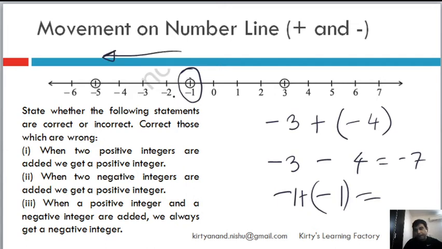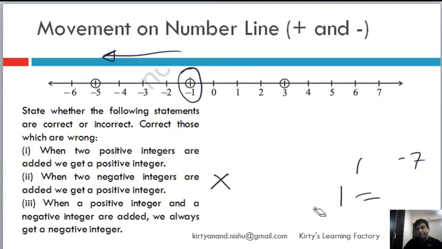Now under no condition, because -1 is the smallest negative integer, if I take another negative integer which is larger than -1 and we are moving left, or if we take -1 and move to the left, what are we going to get? We are going to get another negative integer. Hence the statement that when two negative integers are added we get a positive integer is wrong. We always get a negative integer. That is what happens. So if you add two negative integers you always get a negative integer.